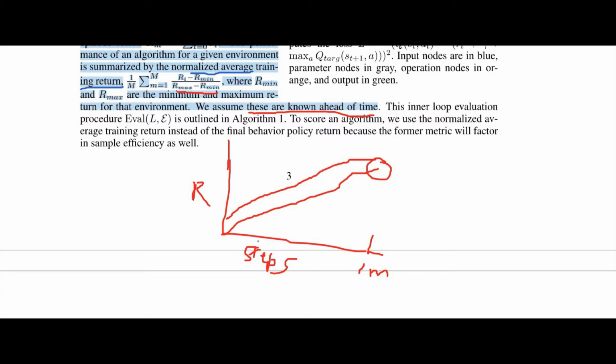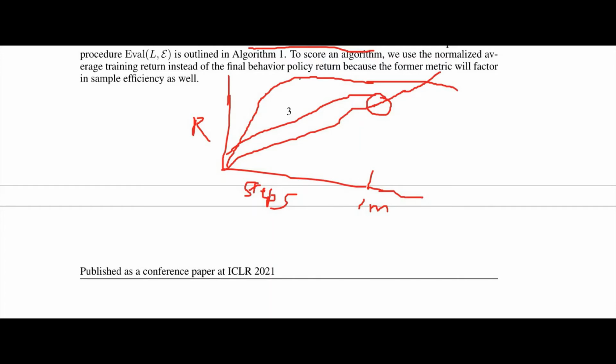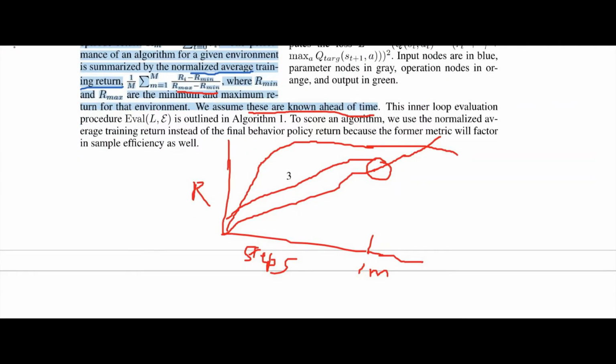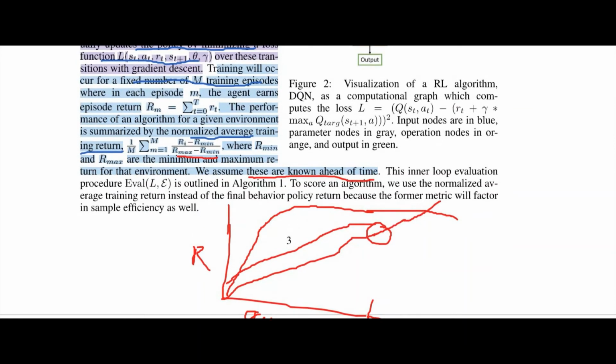Sample efficiency basically means how quickly your agent is able to learn. So an agent which is able to learn quickly would get a higher normalized average training return, because its curve would be something like this. And when you take the average, even if they end up with the same return, or even if this one gets a higher return, I'm assuming this would be higher, and this is actually better because you need to take the sample efficiency into account as well. You can't train your agent forever. You want your agent to train early as well. So yeah, they used normalized average training return both for sample efficiency and also for the range of the environment.